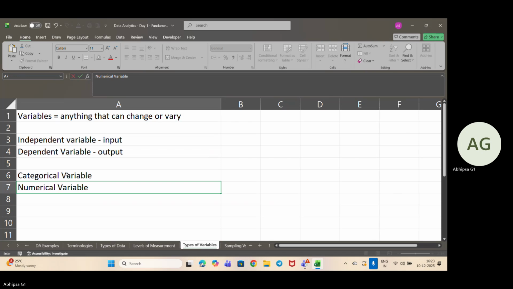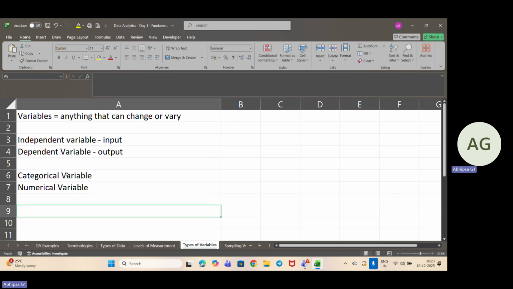Next, we have these discrete variables. So the countable numbers or the whole numbers only are called the discrete variables. That is, the countable numbers or the whole numbers are called the discrete variables. Like the ones that you can count. They are not decimals or fractions. They are the whole numbers. So they are the discrete variables.